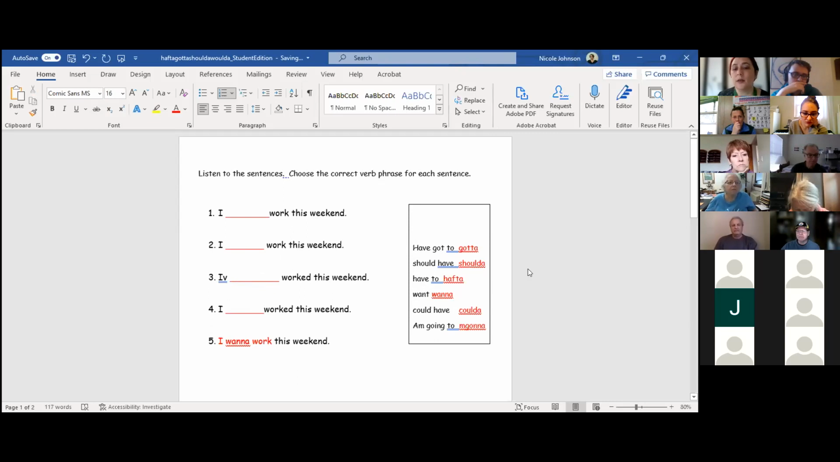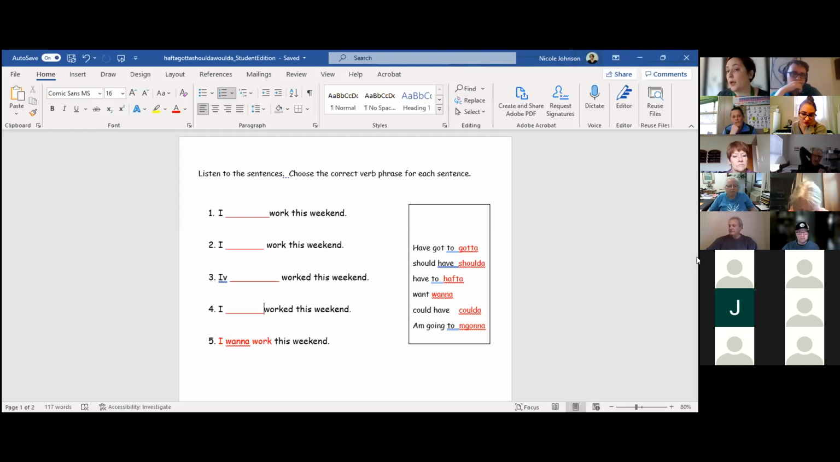Okay, so number 1, I want to work this weekend. Sorry, no go in there. I want to work this weekend. And they pick want to or wanna, and they put it in there. Okay, I gotta work this weekend. They would choose have, got to, hopefully, and write that in there. I could have worked this weekend. Could have, and they're gonna write it in there.